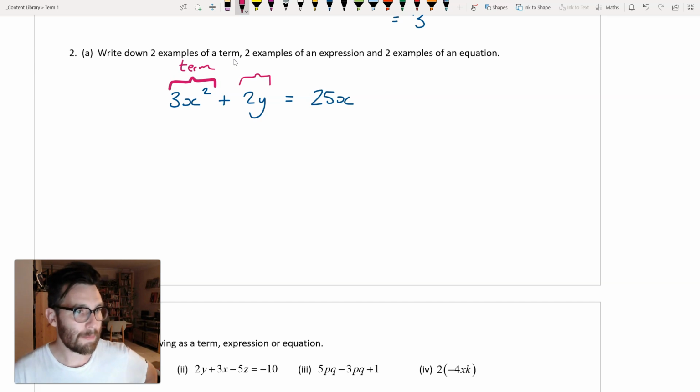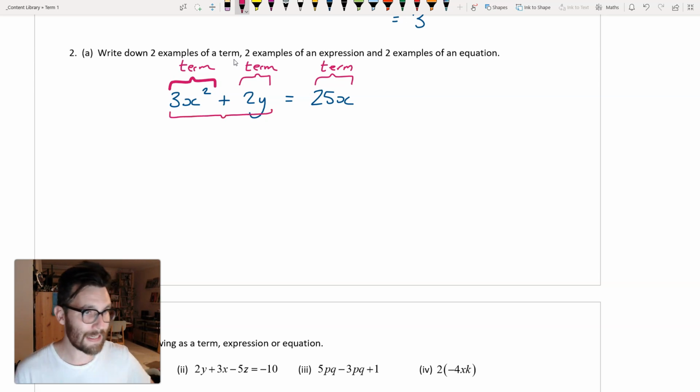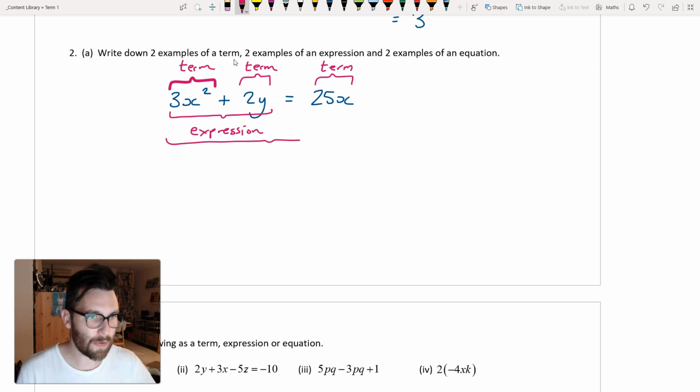So 3 multiplied by x squared, that's a term. 2y is a term. 25x is a term as well. When we've got at least 2 terms being added or subtracted, then that becomes an expression. And if you've got an equal sign thrown in there with a combination of terms and expressions as well, that whole thing is an equation.